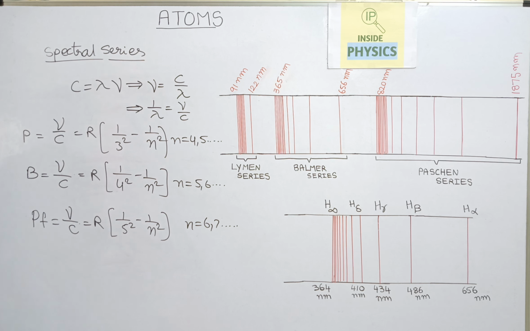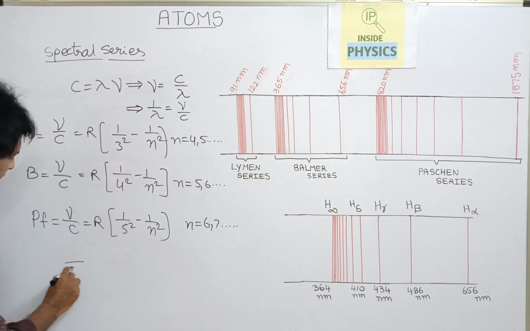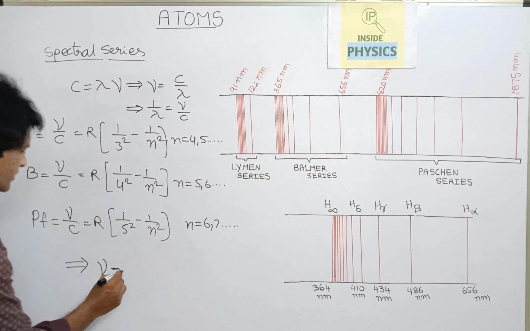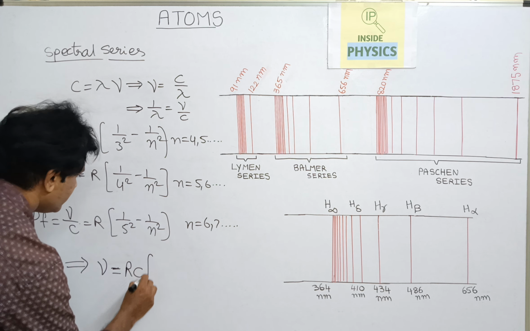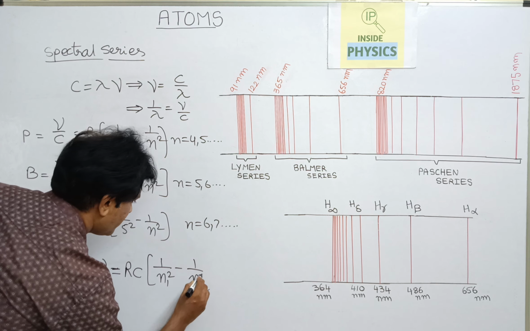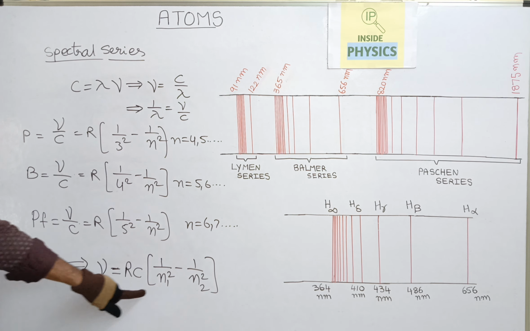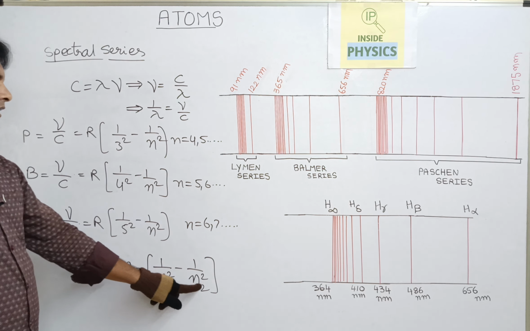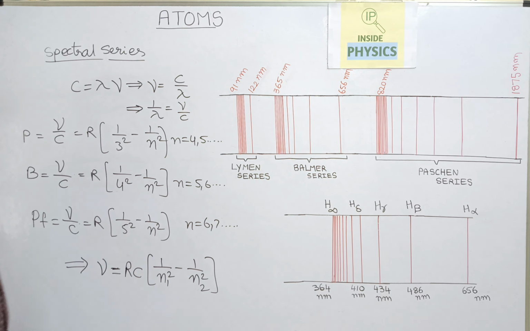Even in the Balmer series, c moves to the right hand side. So all in all we can write this frequency relation as nu equals R c into (1 by n1 square minus 1 by n2 square). If you take n1 as 1, n2 will be 2, 3, 4. If you take n1 as 2, n2 will be 3, 4, 5, like that. So this is the relation between frequency and the wavelength.